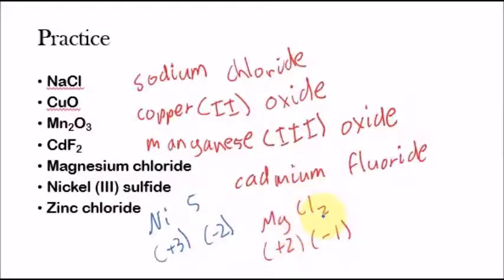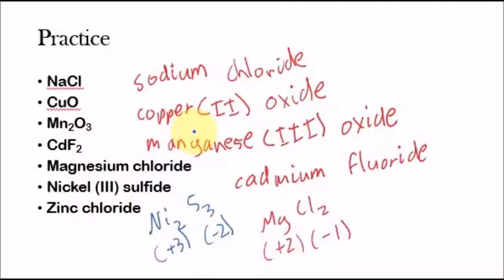Since magnesium has a +2 charge, chlorine will have 2. Same thing here. Since the sulfur has a -2 charge, there will be 2 nickels, and since nickel has a +3 charge, there will be 3 sulfurs. You just kind of flip the numbers. So nickel 3 sulfide is Ni2S3. Last example here, zinc chloride.